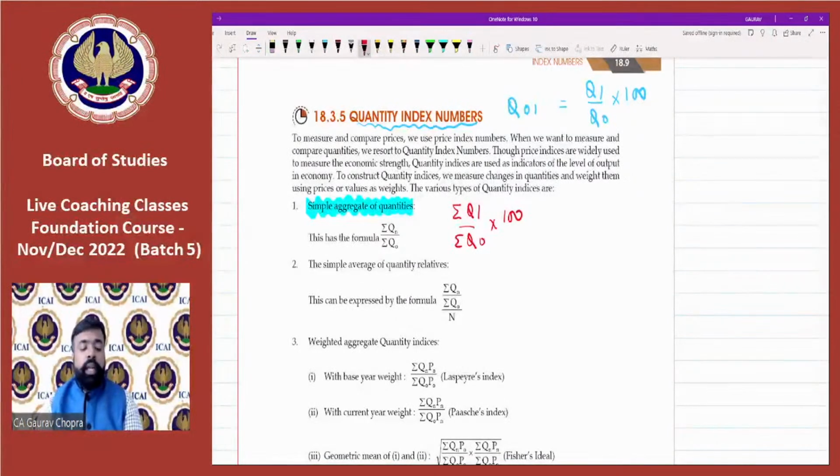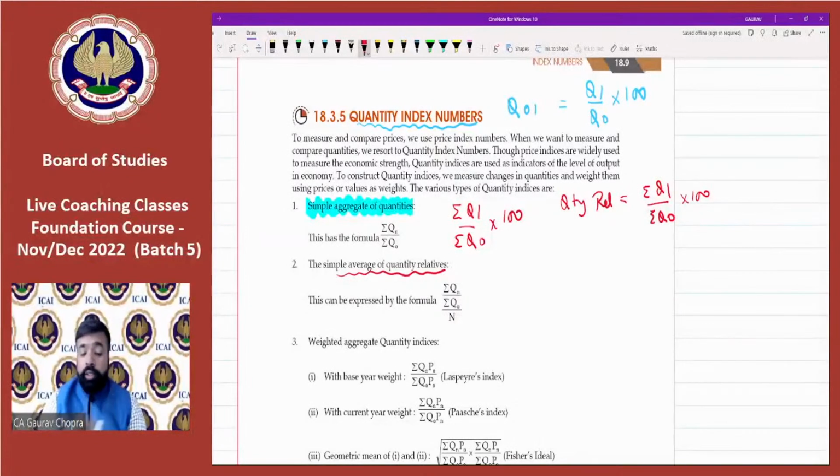So it becomes simple aggregate of quantities. Similarly, if we have to calculate simple average of quantity relative, then here also we can calculate relative. There it was price relative, but now here it will be quantity relative. So we have to calculate the quantity relative. How we can calculate? Sigma Q1 upon sigma Q0 multiply by 100.